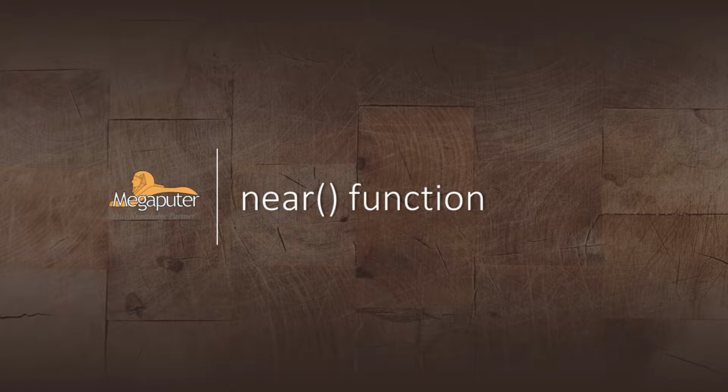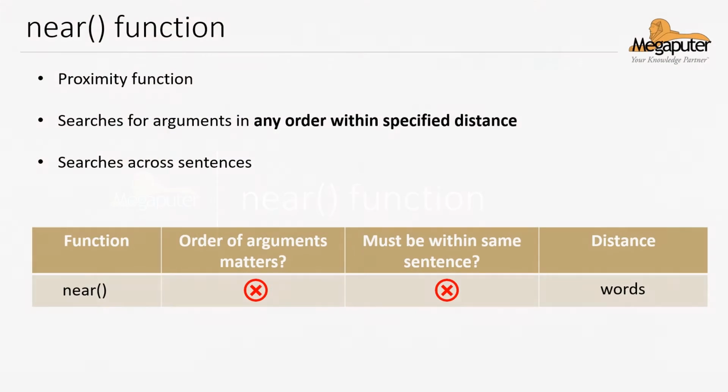Let's first discuss the near function. The near function is a proximity function. This function matches records where the function arguments are found within a specified distance of each other, regardless of the order of the arguments and regardless of the sentence boundaries. That is, records where function arguments are found in separate sentences are matched as long as the arguments are within the specified distance of each other.